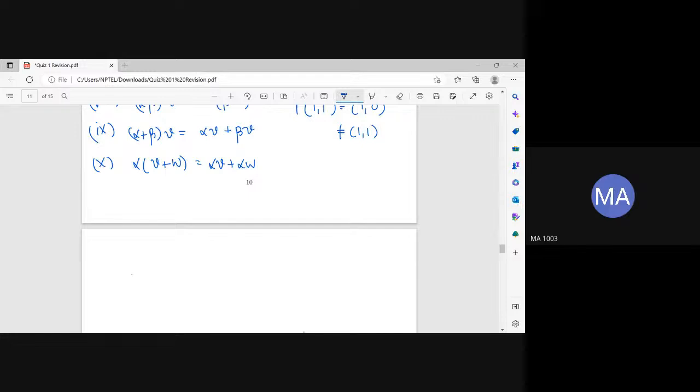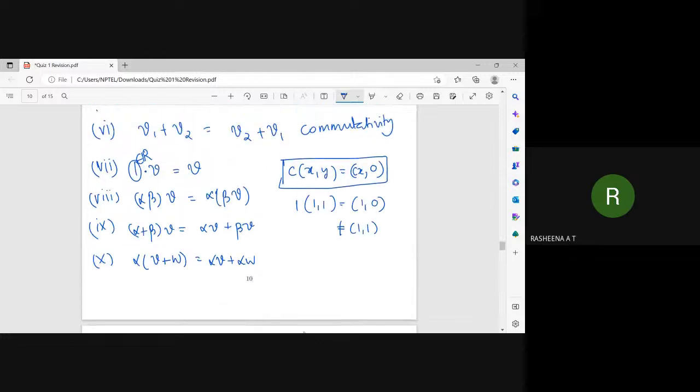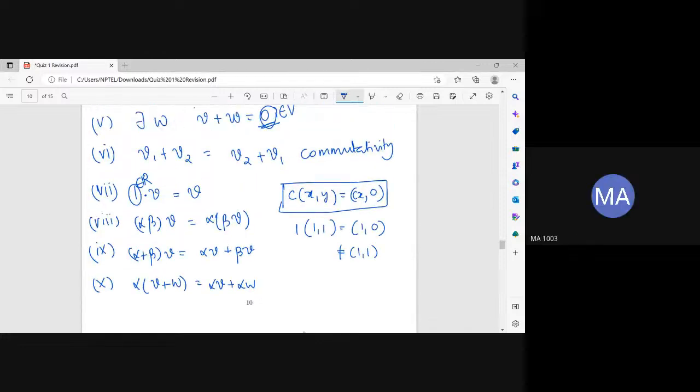Ma'am, the one is also unique for a vector space, right? This is not from the vector space. This is the number one, our usual one, just a scalar. This is the one that says 1 times 2 is equal to 2, 1 times 3 is equal to 3. That one.